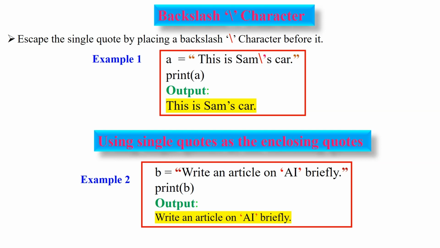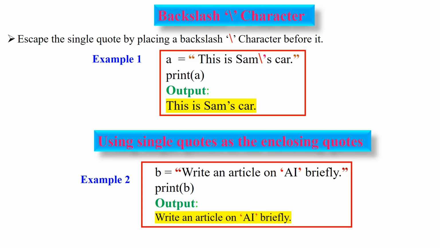The backslash before the single apostrophe is an escape character that allows the apostrophe to be included within the string without prematurely terminating it. This escape sequence tells Python to treat the following single quote as part of the string rather than as a delimiter. When the print function is called with the variable a as the argument, it outputs the string "This is Sam's car." The output appears exactly as it was defined in the code, with the single apostrophe properly included within the printed string. Now come down to the next.